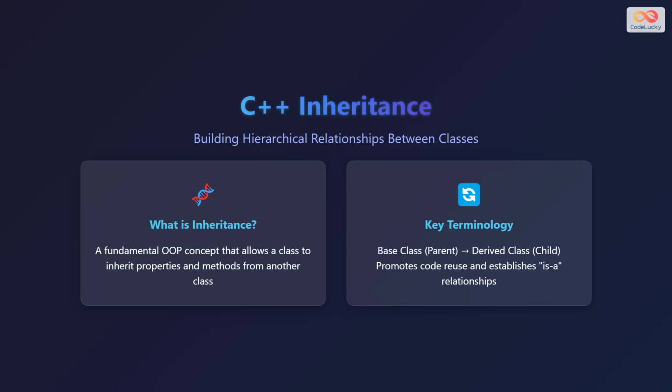Let's explore C++ inheritance, a key concept for building hierarchical relationships between classes. Inheritance is a feature of object-oriented programming. Inheritance is a fundamental object-oriented programming concept that allows a class to inherit properties and methods from another class. The base class is the parent class, while the derived class is the child class. Inheritance promotes code reuse and establishes a relationship between classes.